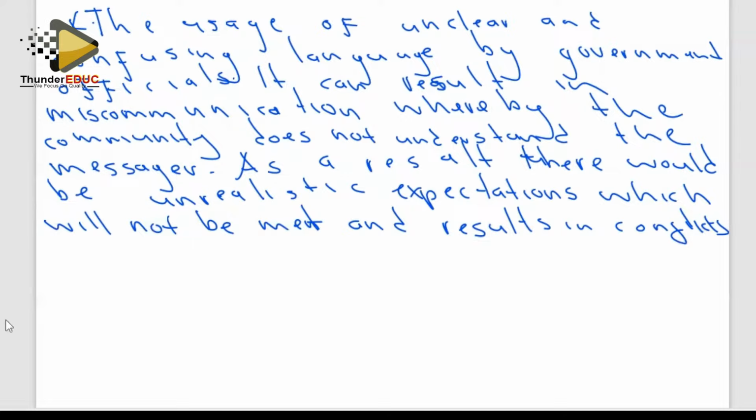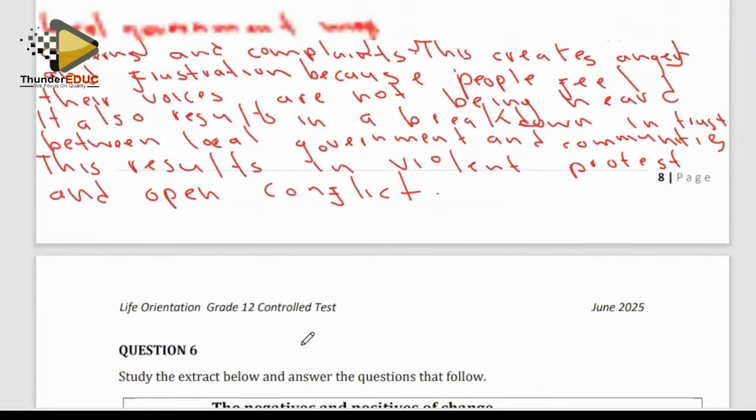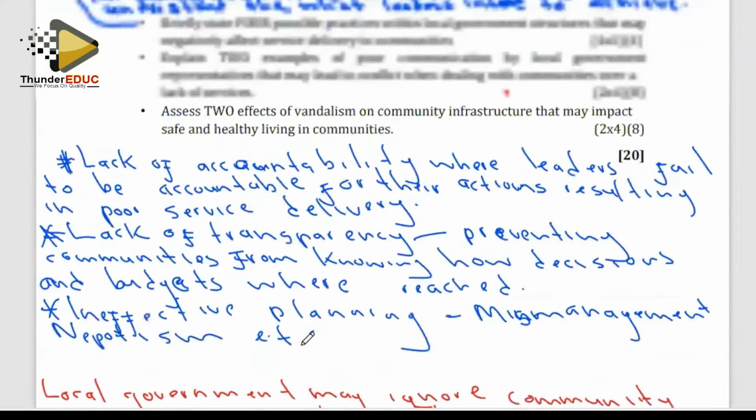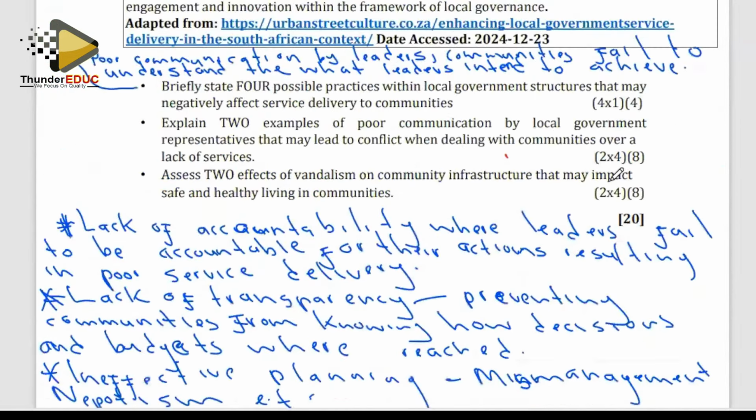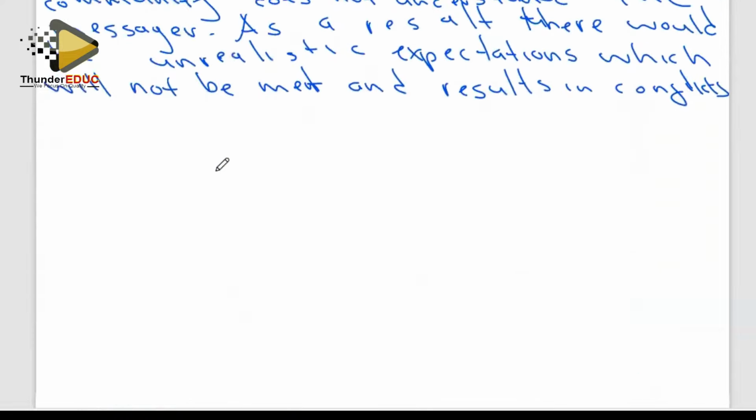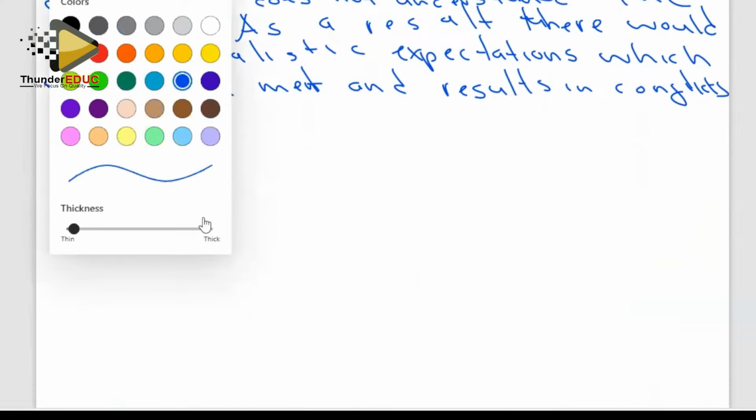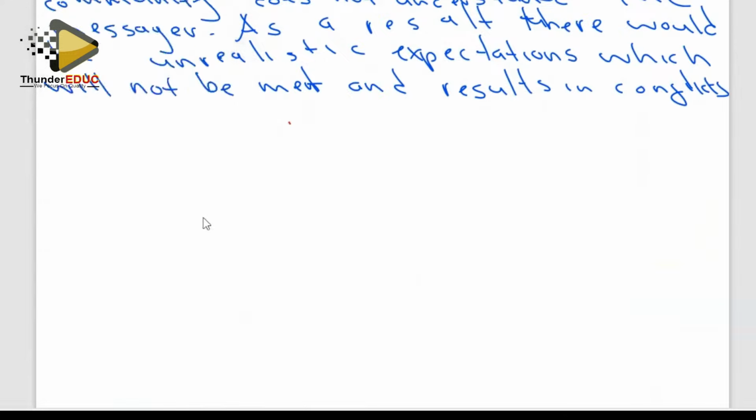residents or community leaders. So the next part of the question requires us to look at two effects of vandalism on community infrastructure, which may impact on safe and healthy living in communities. So we are talking about the harmful effects of vandalism. All right. So there are various ways in which vandalism might affect the community's health. So we'll start with damage.